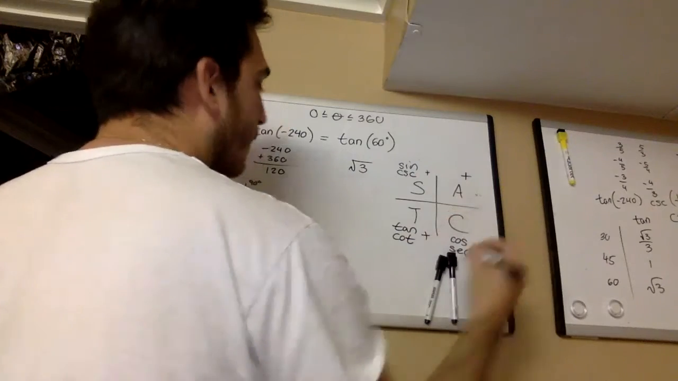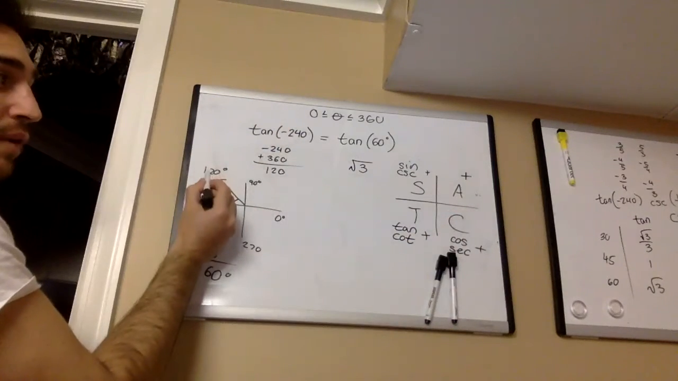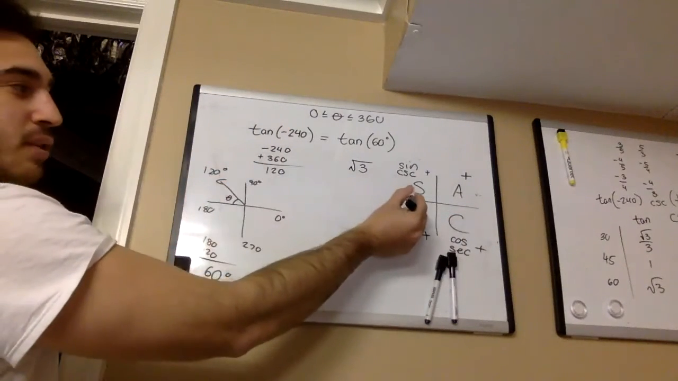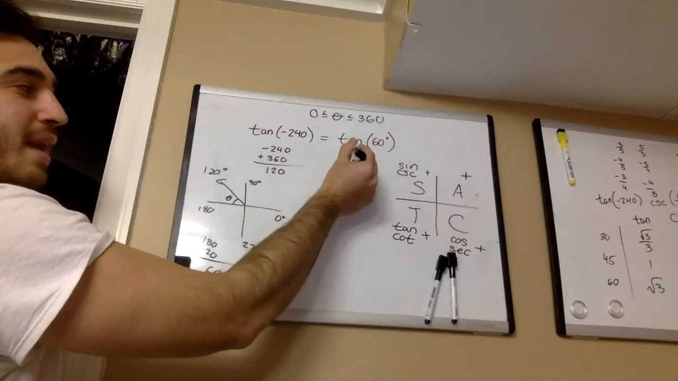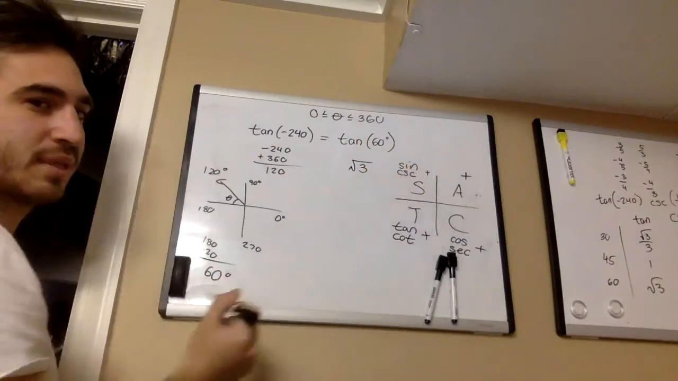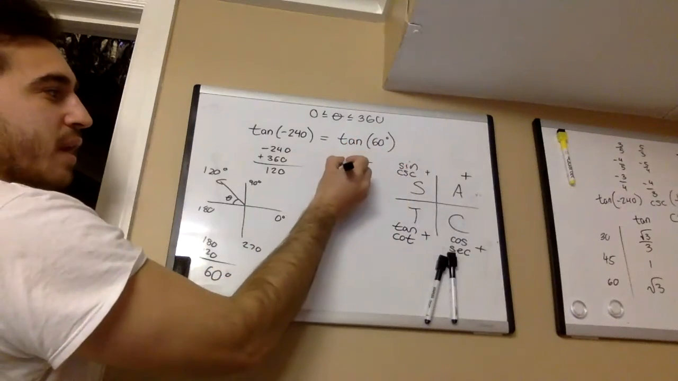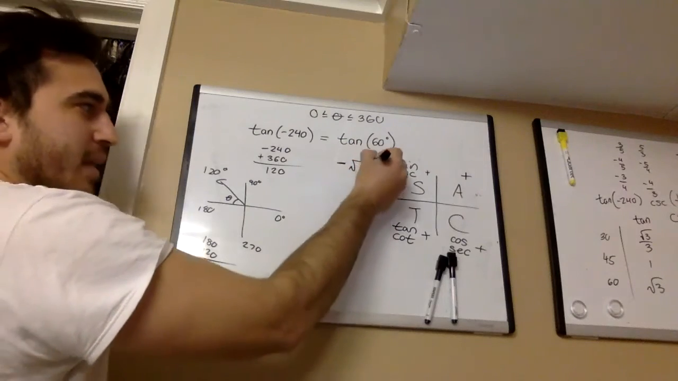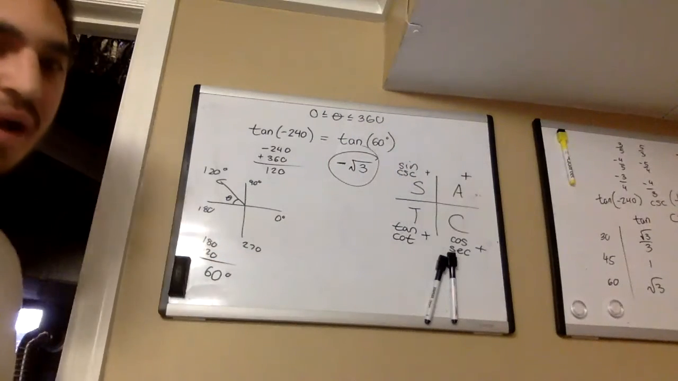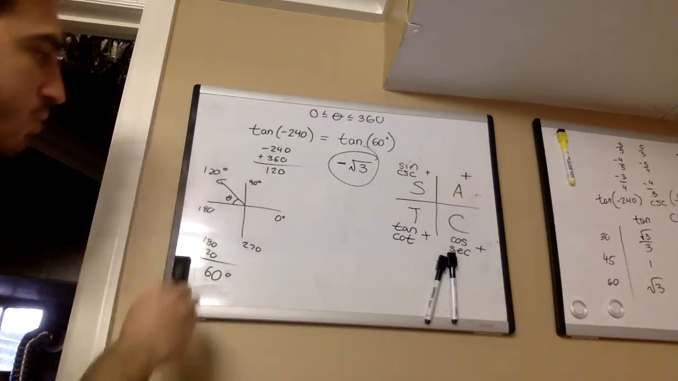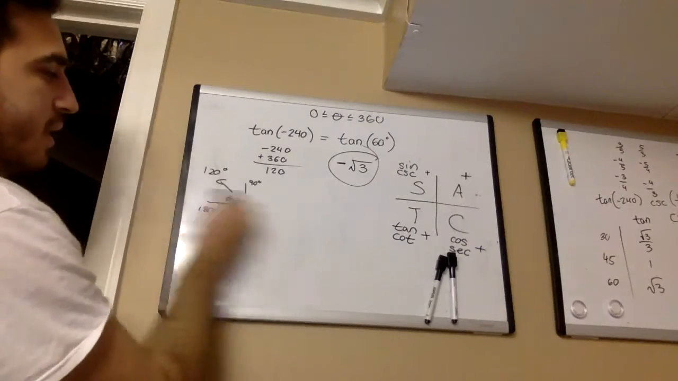These are all positive. So since this is 120 degrees, it's in the S quadrant. But since we're dealing with tan, it won't be positive because only sine and cosecant are positive. So your final answer would be negative radical 3. So I'm going to do one more just so you guys get an understanding of it.